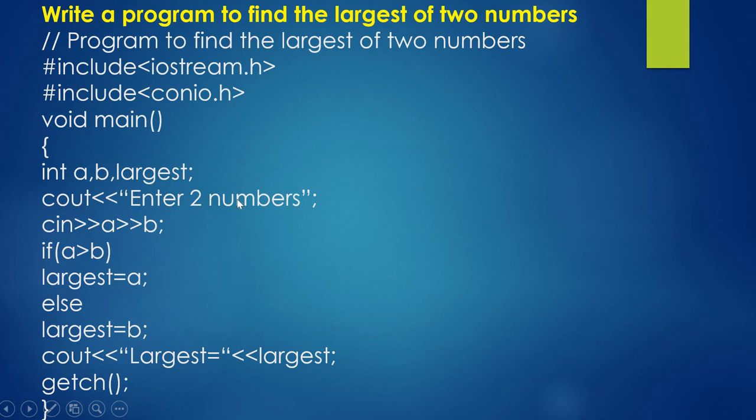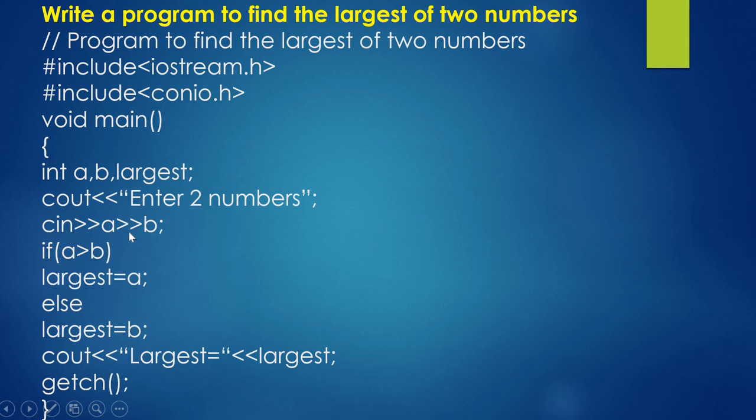Then cout, enter the two numbers. Here we use the variables A and B, so here also we have to use the variables A and B. cin >> A >> B. Then if A greater than B, largest will be which one? Largest is equal to A. Else largest is equal to B. In this else part, how many statements are executing? Only one statement is in the else part, because here we didn't put any brackets. Then after this, it will execute the cout statement. cout largest is equal to largest.